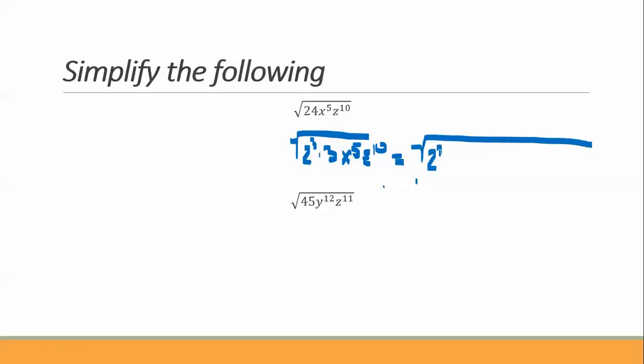We did 2 squared times 2 for our square root of 24. 2 plus 1 is 3, times 3. Now we want perfect squares to get to x to the 5th. So that's going to be x squared times x squared times x. 2 plus 2 plus 1 is 5. So x squared times x squared times x is x to the 5th. Same thing here. We want to do the same thing with the z's to get to z to the 10th.